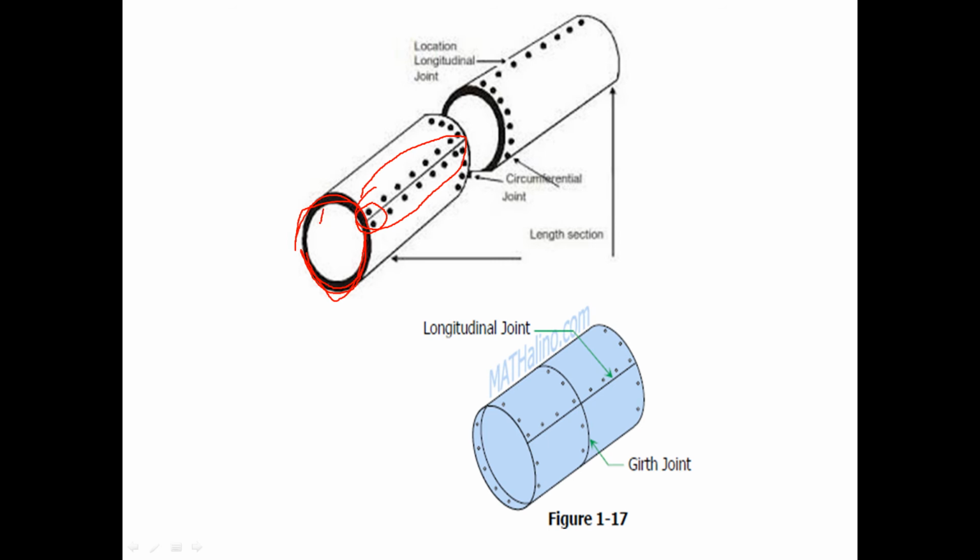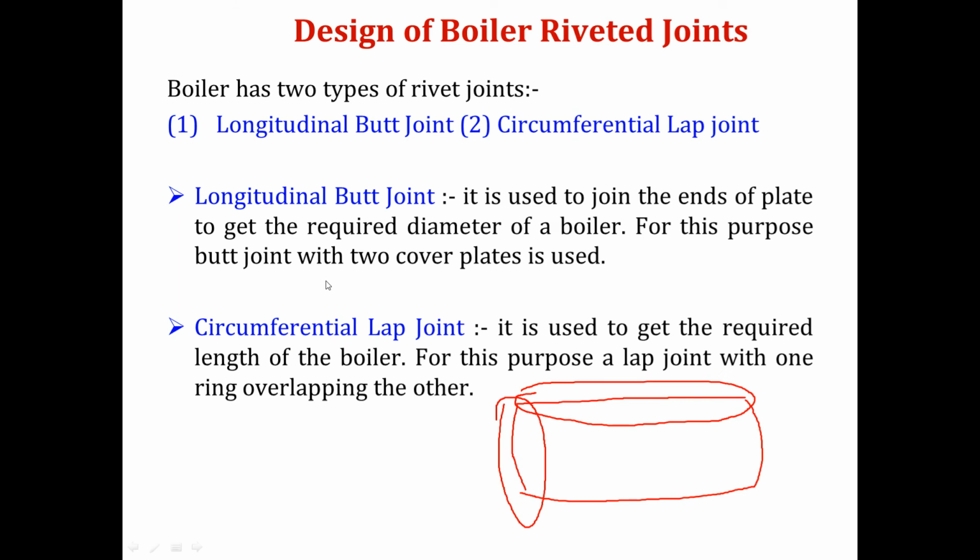Ultimately what you are getting is the diameter of the boiler. That is why it is written here that a longitudinal butt joint is a type of joint used to join the ends of the plate to get the required diameter of a boiler. And for this purpose, normally we use a butt joint with two cover plates.